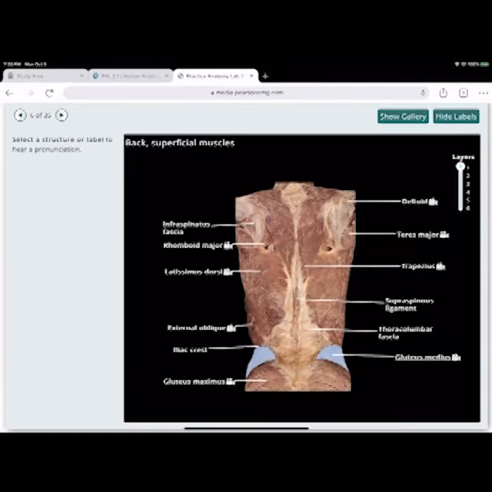Thoracolumbar fascia, it's the fascia that goes over the muscles there. The supraspinous ligament, that runs down the vertebral column. Trapezius muscle. The teres major. And the deltoid. Okay, we'll go another layer deeper here.